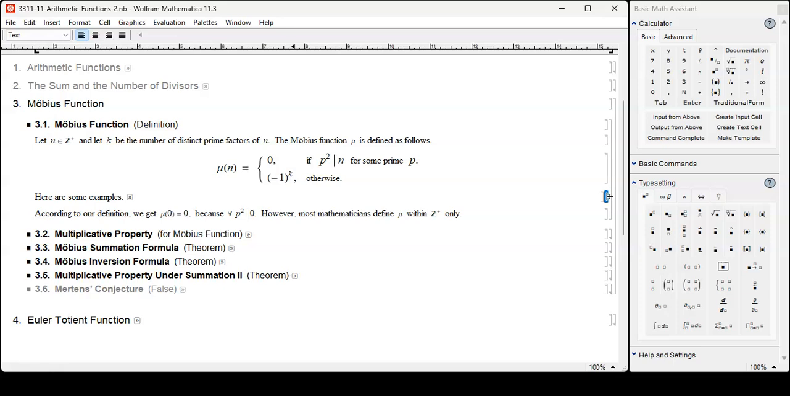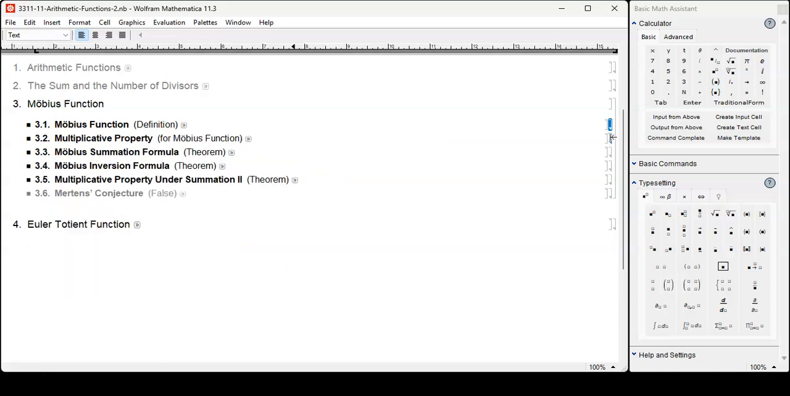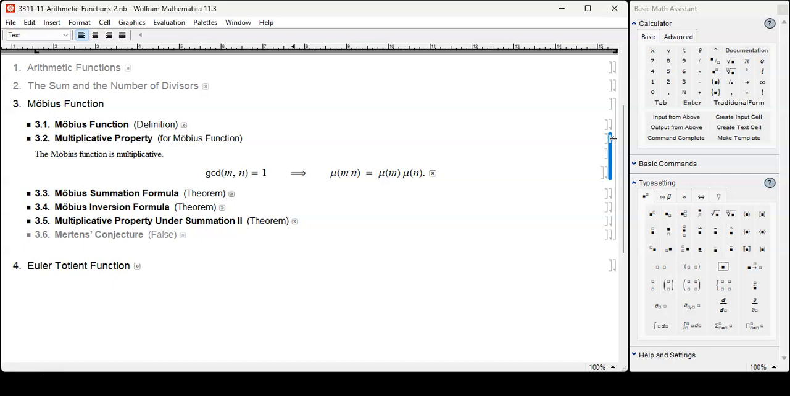By the way, according to this definition, we get mu of 0 is 0 because 0 is divisible by prime squared. Actually, 0 is divisible by anything. However, most mathematicians do not define mu for 0. They just define mu for Z plus only. It's okay to define mu of 0 as 0, but I'll just follow the textbook here. I'm not going to consider it for 0. I'll consider it from 1 or higher. Okay, so much for the definition and some examples. Let's consider some properties of Moebius function.